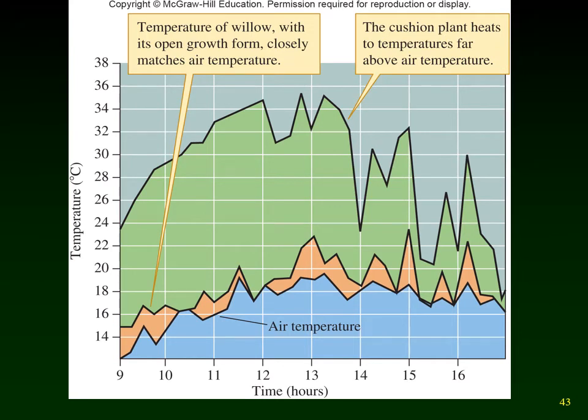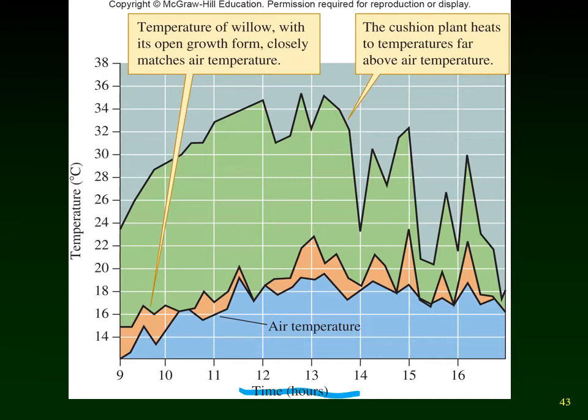So this graph is looking at an Arctic cushion plant compared with an Arctic willow. Now the Arctic willow is a more open plant. The cushion plant is the one we just saw in that diagram. And when we look at it over the course of the day, on the x-axis we've got the time in the day in hours from 9 a.m. to 5 p.m., so morning to afternoon.